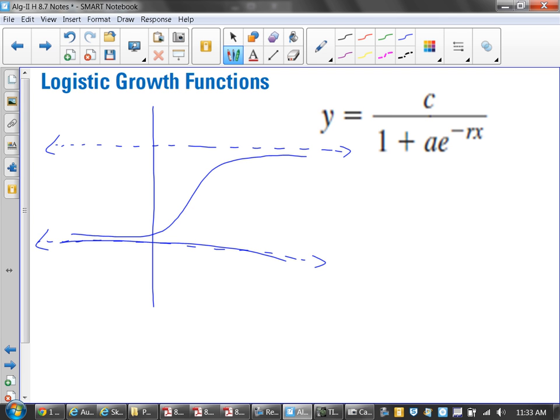Again, when we graph these, you're going to have a calculator, but you will need to be able to identify some of the parts. So, for example, for these things, you're going to have two asymptotes. You have horizontal asymptotes always at y equals 0 and y equals whatever your c value is. The c value is the numerator. Always, always, always.